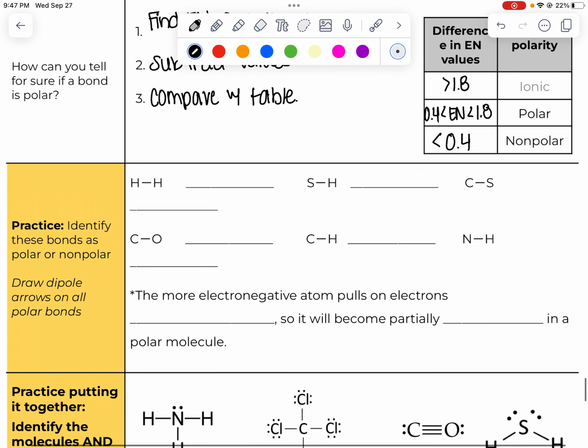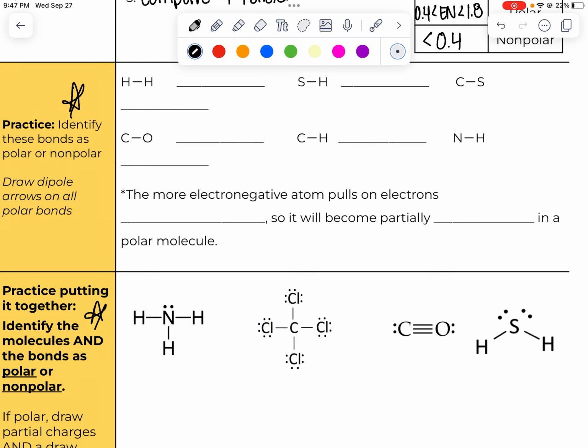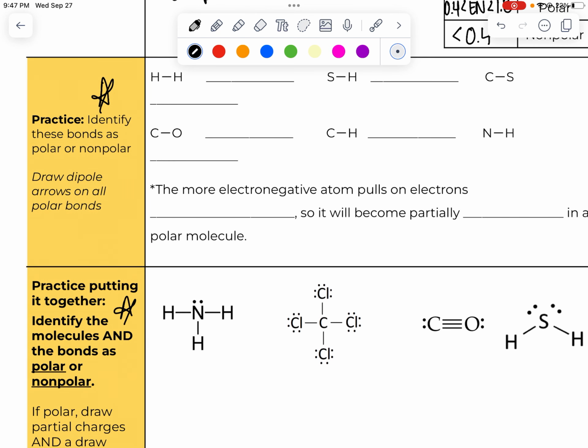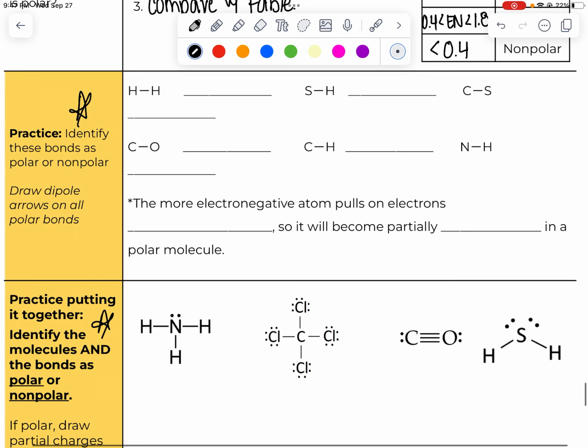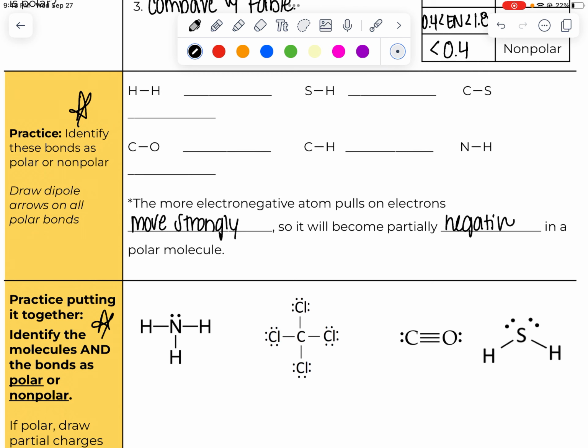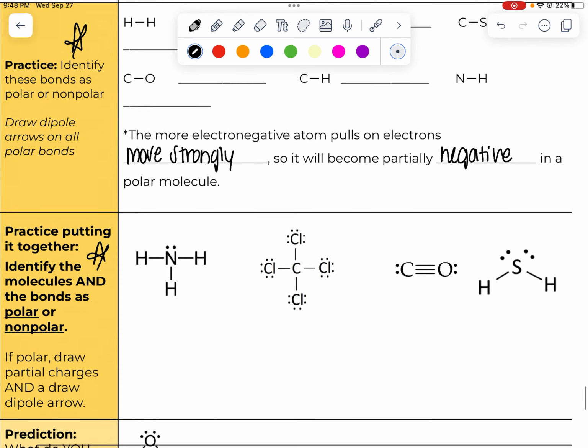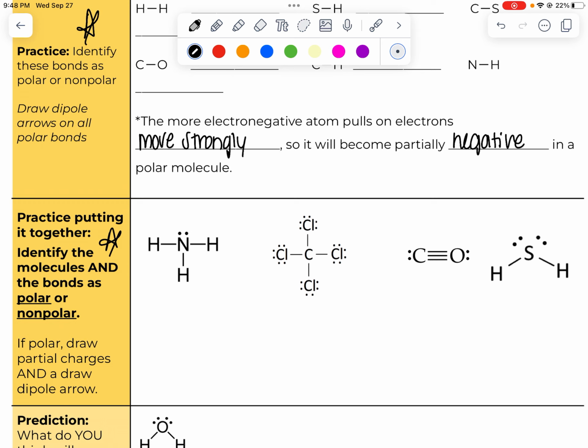So, I'm going to have you do this practice section right here and this practice section right here. I'm going to walk through one of these examples with you. In the top practice section, what you're really finding is if the bonds are polar or nonpolar by using the electronegativity value differences. Just as a reminder, the more electronegative atom is going to be the one that pulls on electrons more strongly. So that's going to be the one that becomes partially negative. Don't forget that.